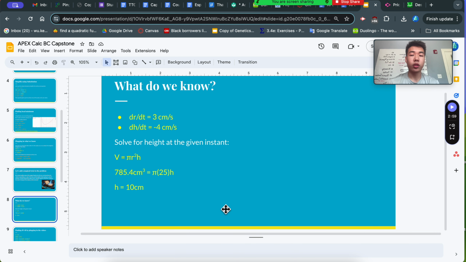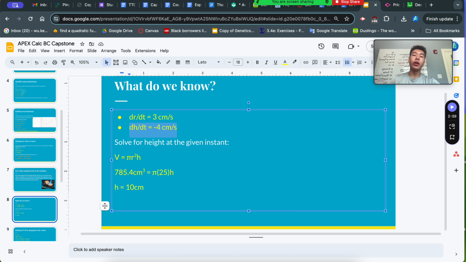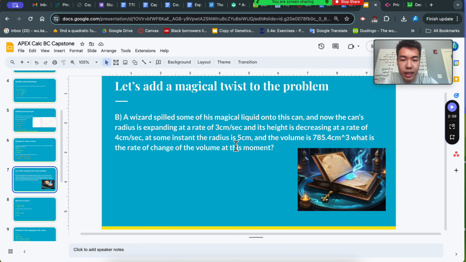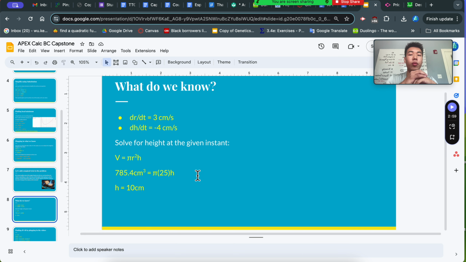So we're gonna start. For any related rates problem, we always want to start with writing down what we know. So we know dr/dt, we know dh/dt. It is so important to know that when something is decreasing at a rate, although in the problem it didn't say that the rate is negative, when you actually write dh/dt, you gotta make it negative, right?